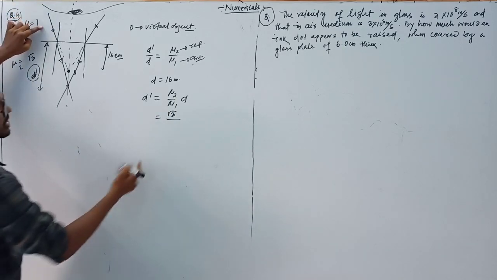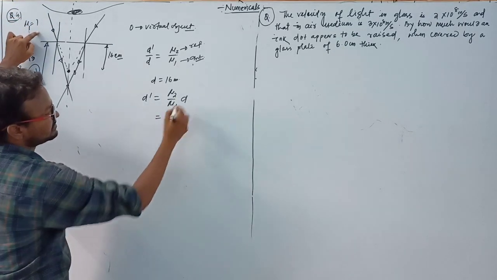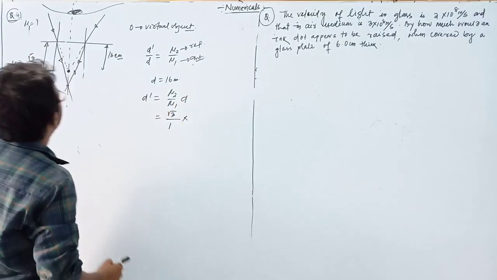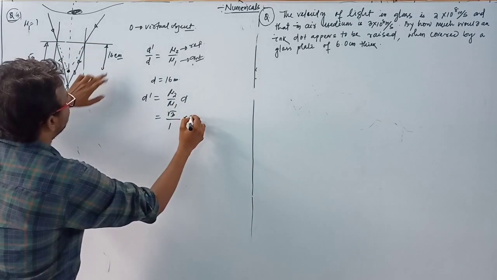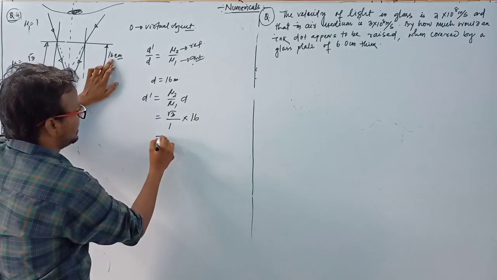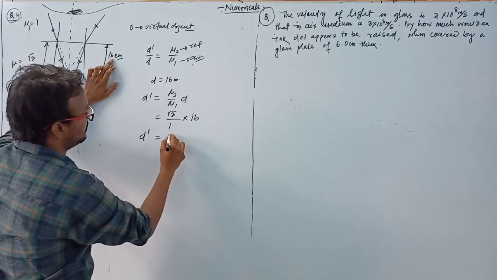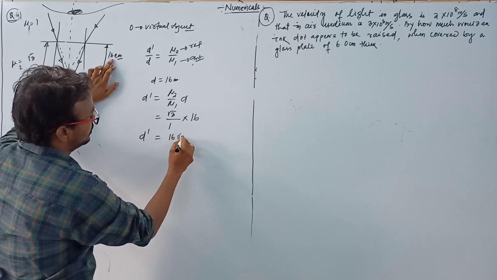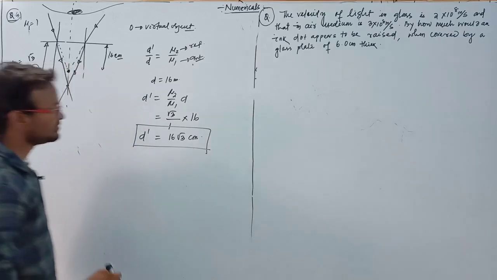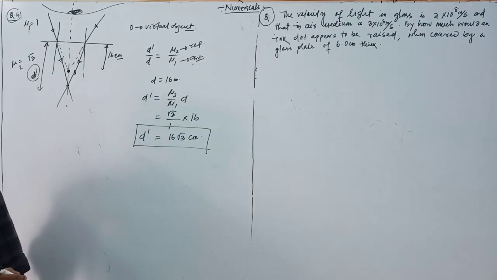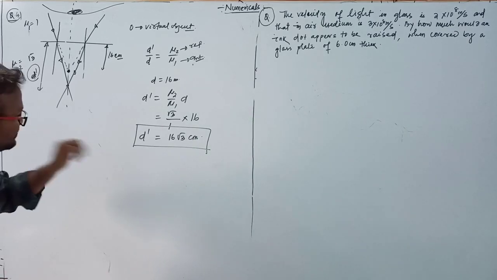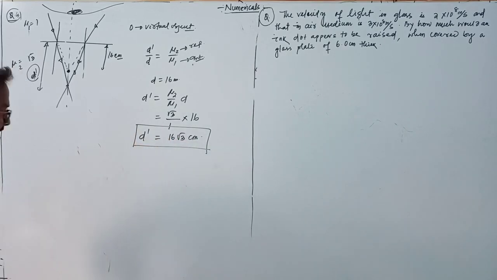In which medium is the incident ray traveling? That is 1, into d, which means real depth, which is 16 centimeter. You can write here 16 centimeter. Clear? So this distance d dash equals 16 root 3 centimeter. This is the apparent depth. Clear? Okay, d dash equals 16 root 3 centimeter.